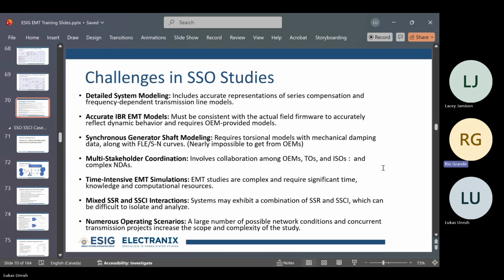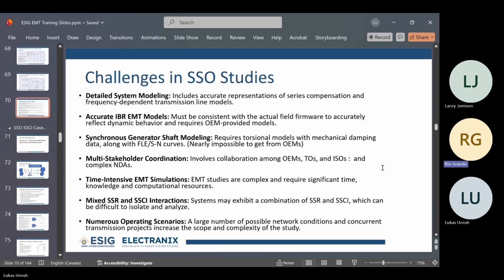Stakeholder coordination is really a large challenge when it comes to data transfer as well. There's utilities, ISOs, and GOs involved, and you need to get that model or that data through all those entities to the consultant or whoever is running the study at the end of the day. So it involves a lot of collaboration and may involve some complex non-disclosure agreements.